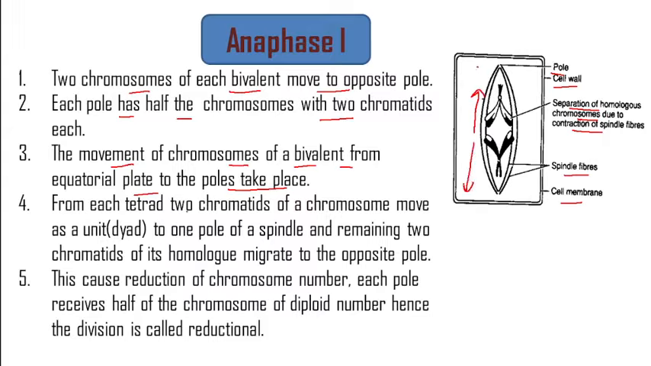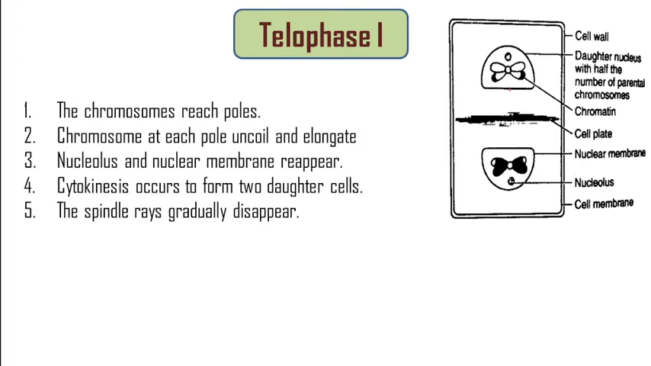From each tetrad, two chromatids of a chromosome move as a unit, a dyad, to one pole of a spindle and the remaining two chromatids of its homologue migrate to the opposite pole. This causes reduction of chromosome number. Each pole receives half of the chromosomes of diploid number, hence the division is called reductional division. So half of the chromosomes move to this side, another half moves to this side, and there is a reduction in the chromosome number which reach the poles. So that is why this particular division is called the reductional division.